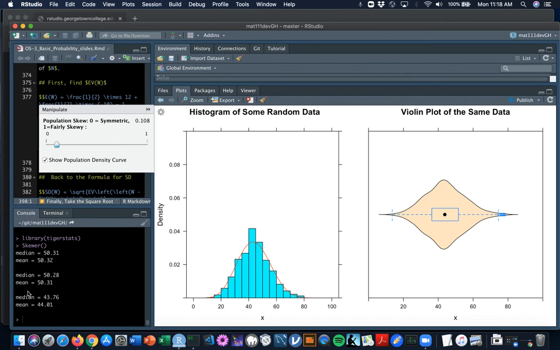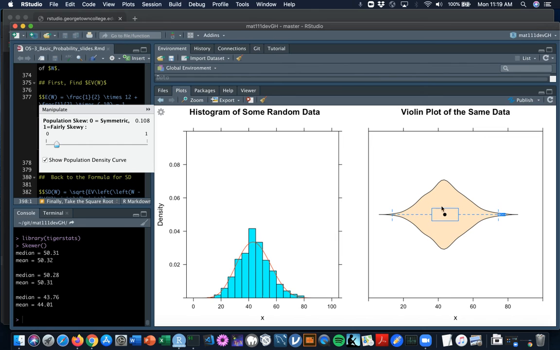Check out the mean and the median now. The median is at 43.76. The mean is at 44.01. So the mean is a little bit bigger than the median, not a whole lot, just a little bit bigger. It's being dragged a tiny bit of the way towards the tail, whereas the median is still trying to hit the middle value.